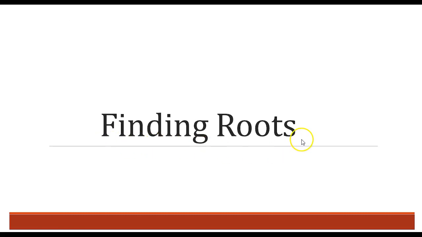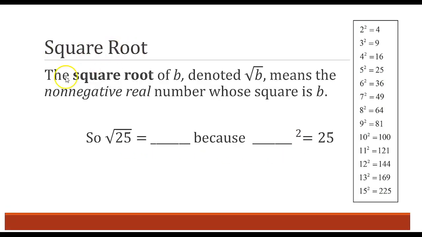Finding roots. Square root. The square root of b, denoted with this symbol over the number b, means the non-negative real number whose square is b. So, the square root of 25 is equal to 5 because 5 squared is equal to 25.